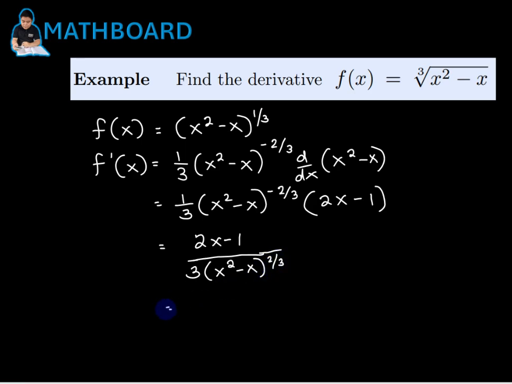Then we transform to radical. So that's 2x minus 1 divided by 3, which is the same as the cube root of (x squared minus x) raised to 2. So this is the derivative of the given function.